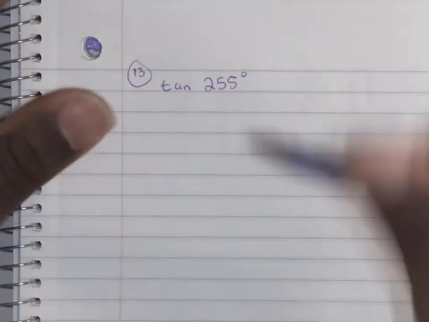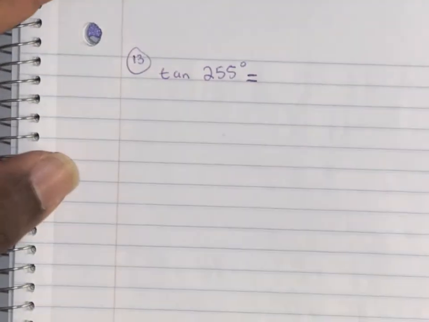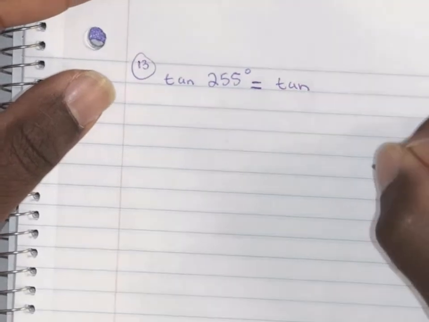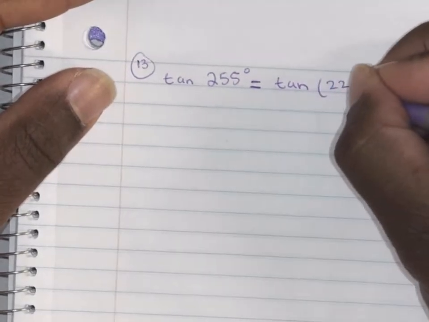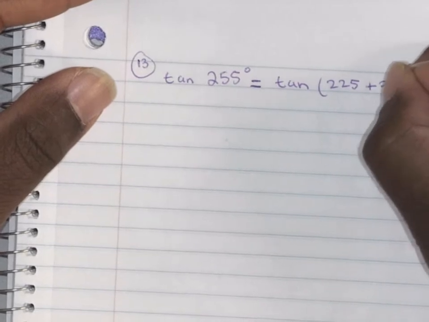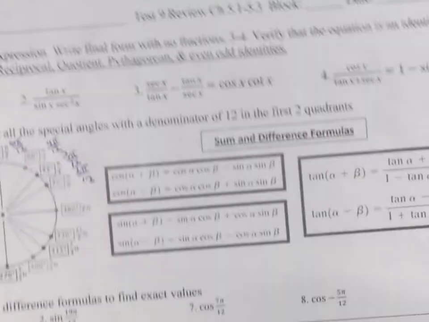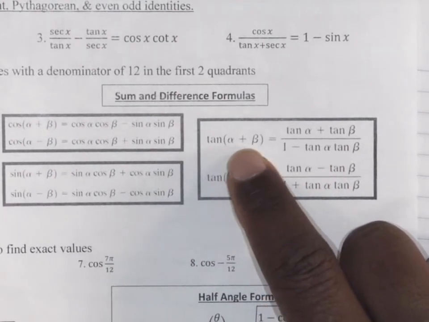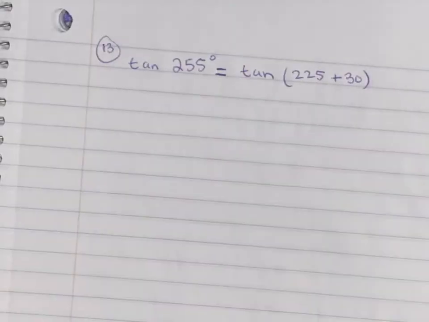So even if you pick some other ones, we should still end up getting the same exact value once we finish. So I'll do tangent of 225 plus 30. So this time I'm doing the sum formula for tangent. So tangent of the first angle plus the second angle. So I'll go tangent of the first plus tangent of the second.